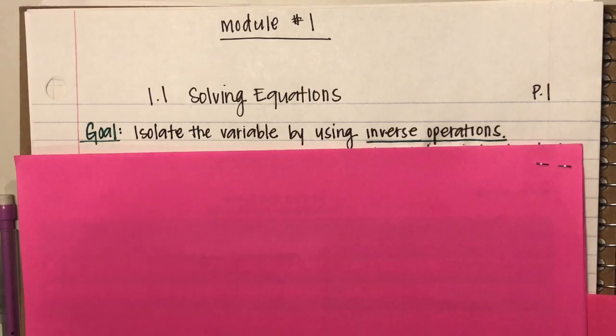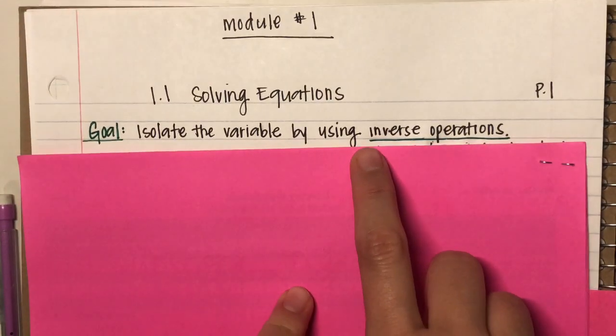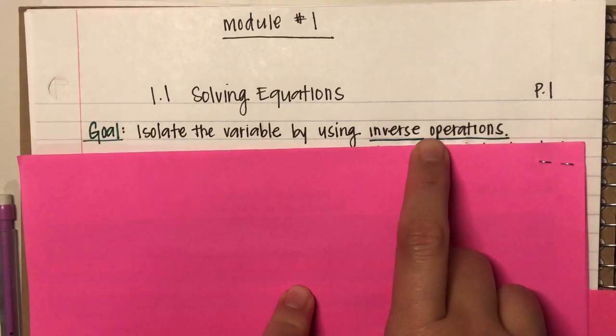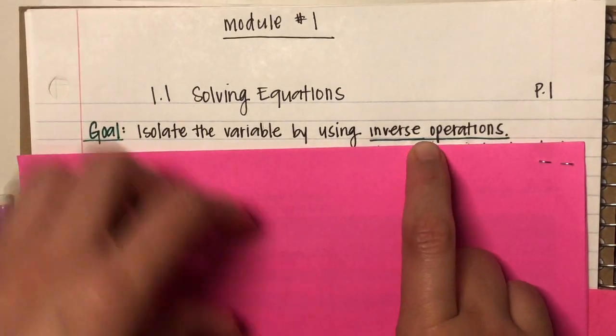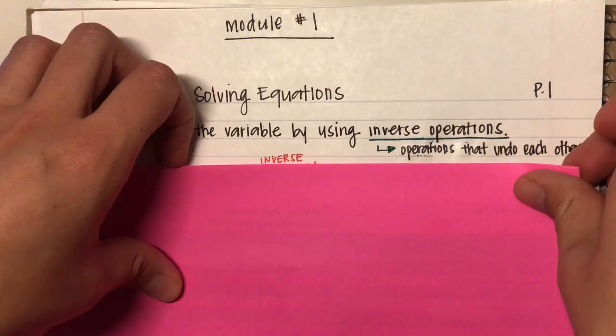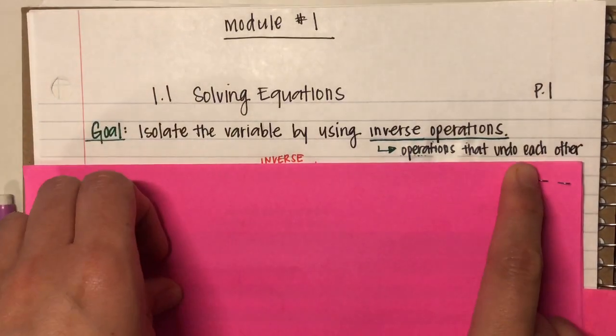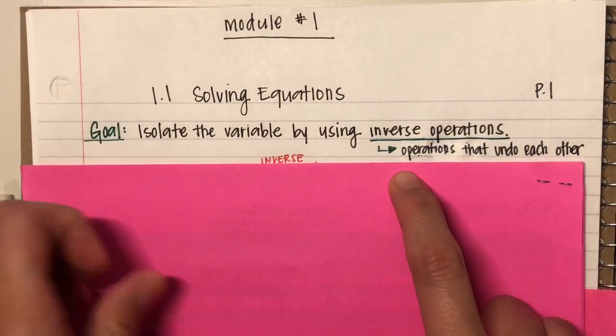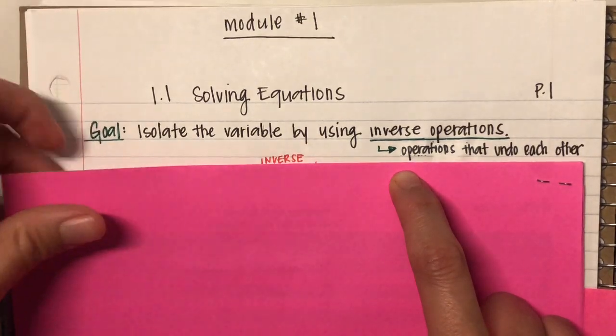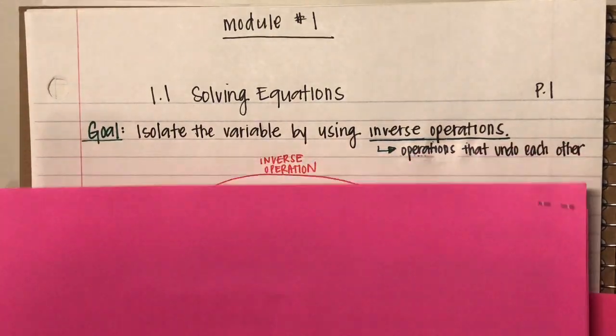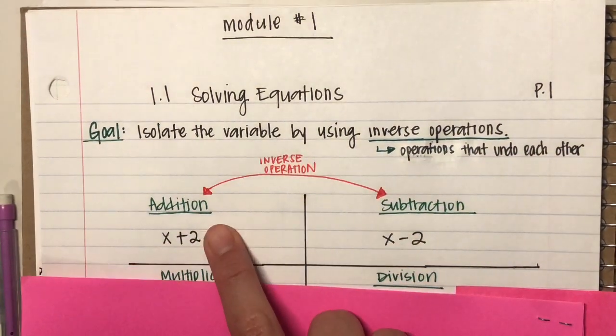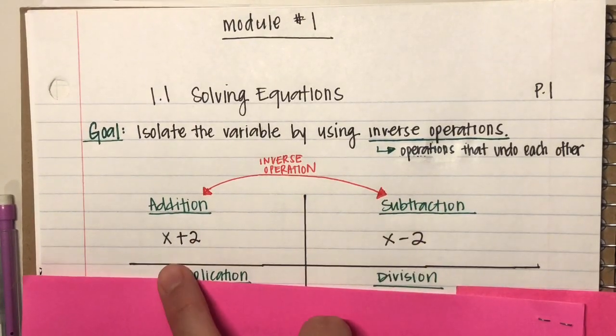We want to get that variable in the equation all by itself, and to do that, we're going to be using inverse operations. Inverse operations are operations that undo each other. And in math, we have 4 math operations. Those are addition and subtraction. So those are pretty straightforward.